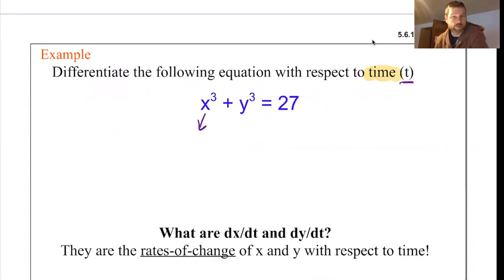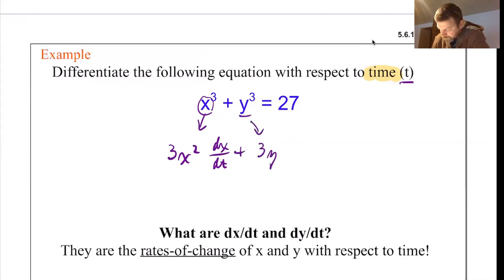So same thing here, derivative of x cubed is 3x squared. Because of the chain rule, I'm going to then multiply it by the derivative of the inside. But the derivative of x with respect to time isn't dx/dx, it's dx/dt. Plus, derivative of y cubed is 3y squared. Because of the chain rule, we then multiply times the derivative of the inside. The derivative of y with respect to t is dy/dt. Equals derivative of 27. 27 is a constant. That derivative is still 0.